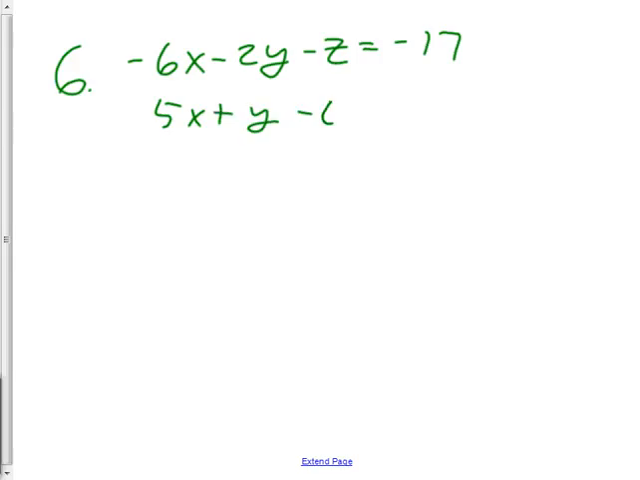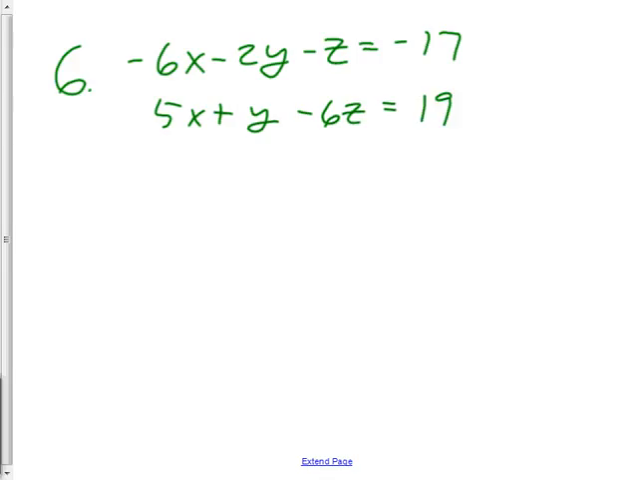Read it to me. Negative 6x minus 2y minus e equals negative 16. 5x plus y minus 6b. Minus what? 6b. Okay. Equals 19.